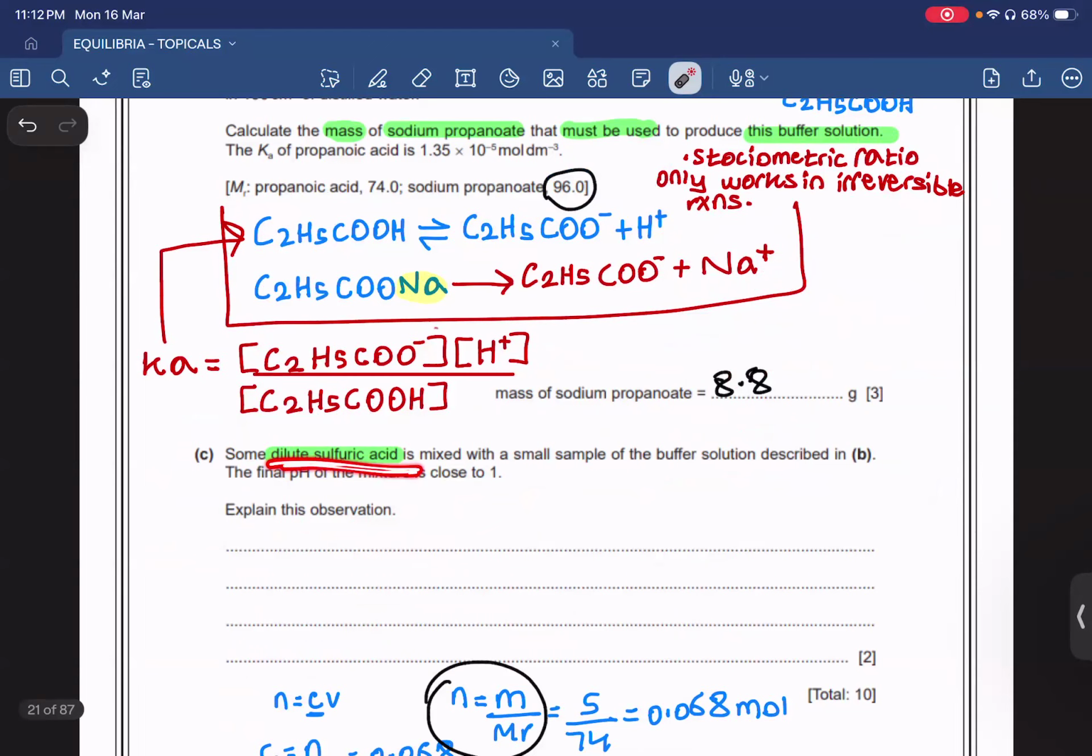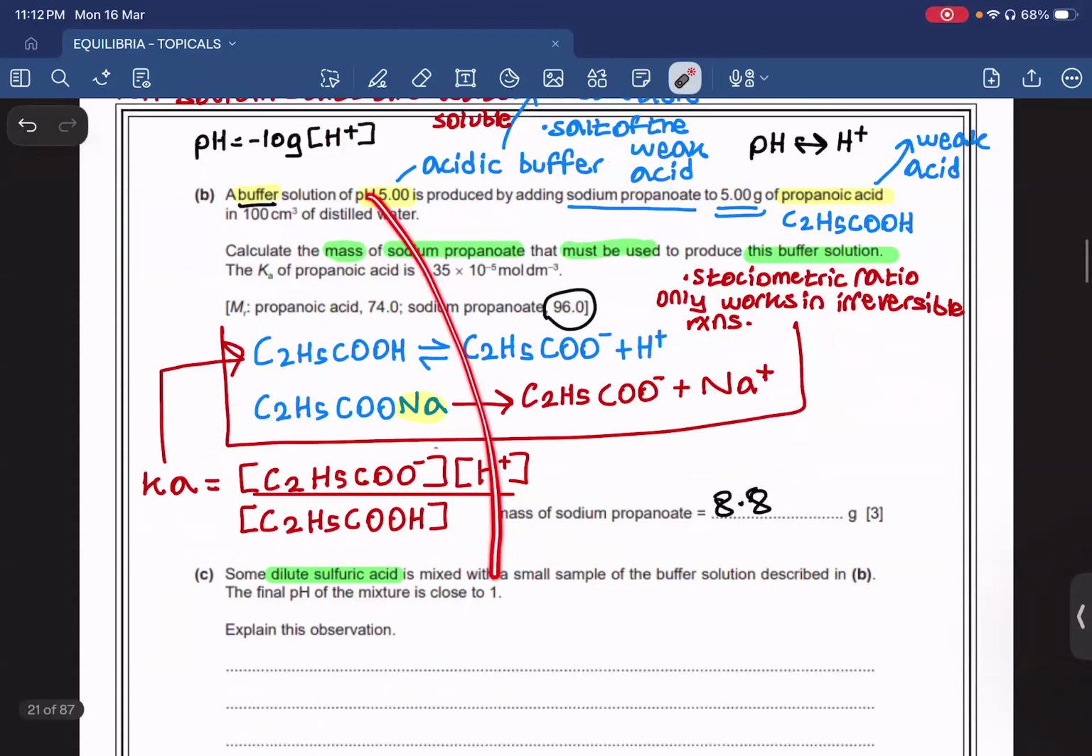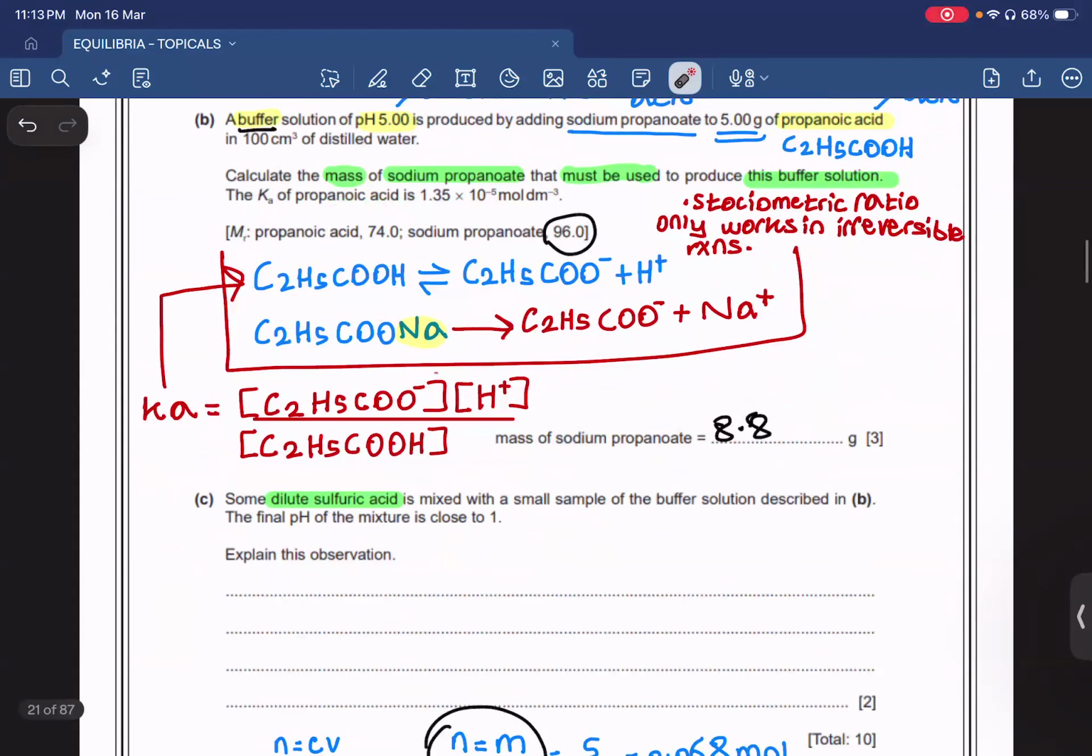You have some acid which you added to the buffer solution. And now look at this. The final pH of the mixture is close to 1. First it was 5, now it's 1. This is a big change. What does that mean? It means that the buffer solution, was it successful in resisting the change in pH? No, it wasn't successful. It was not able to oppose or resist the pH change. The pH change did take place. It's asking us to explain why did this happen.